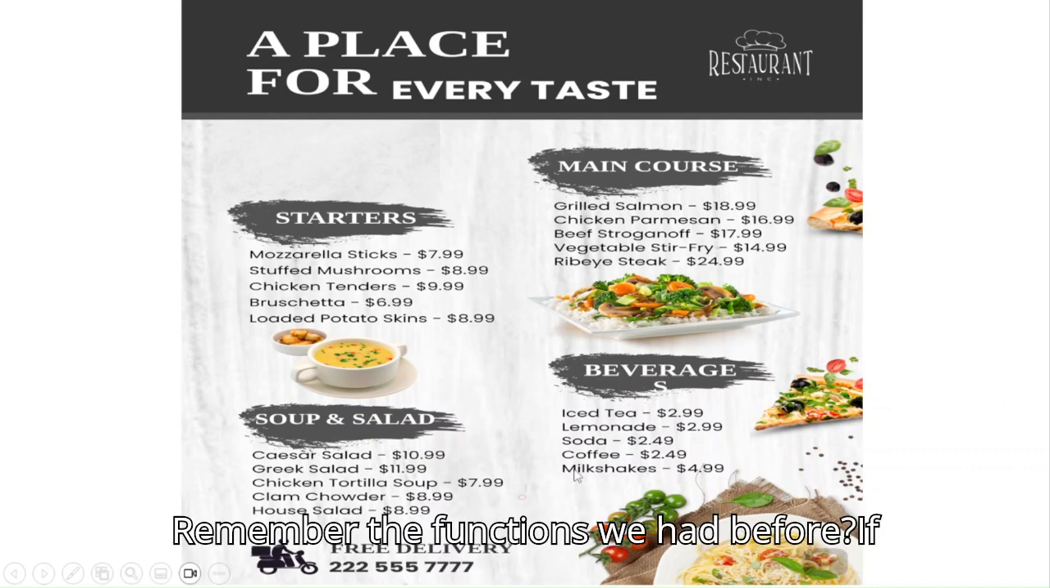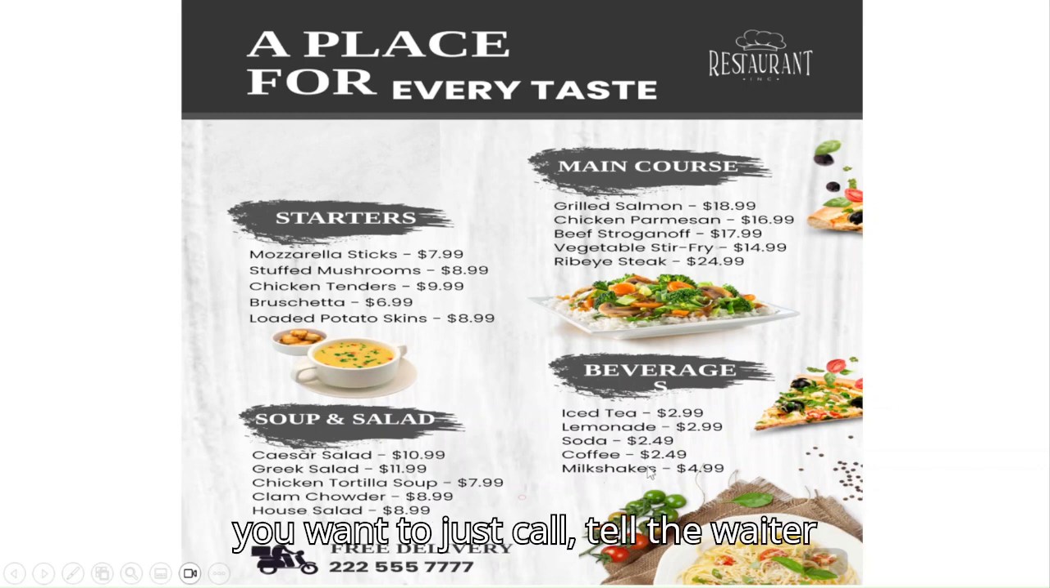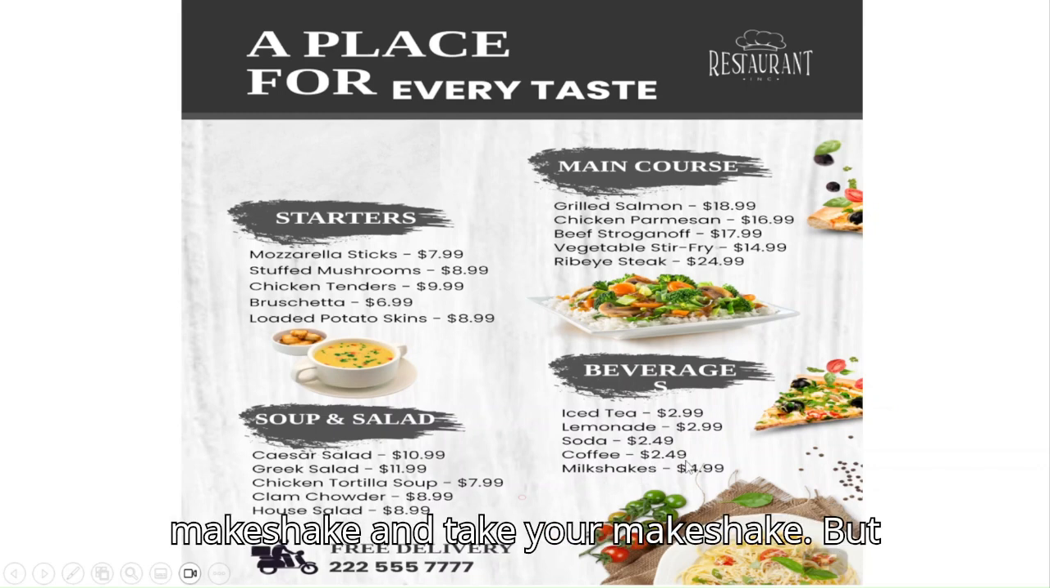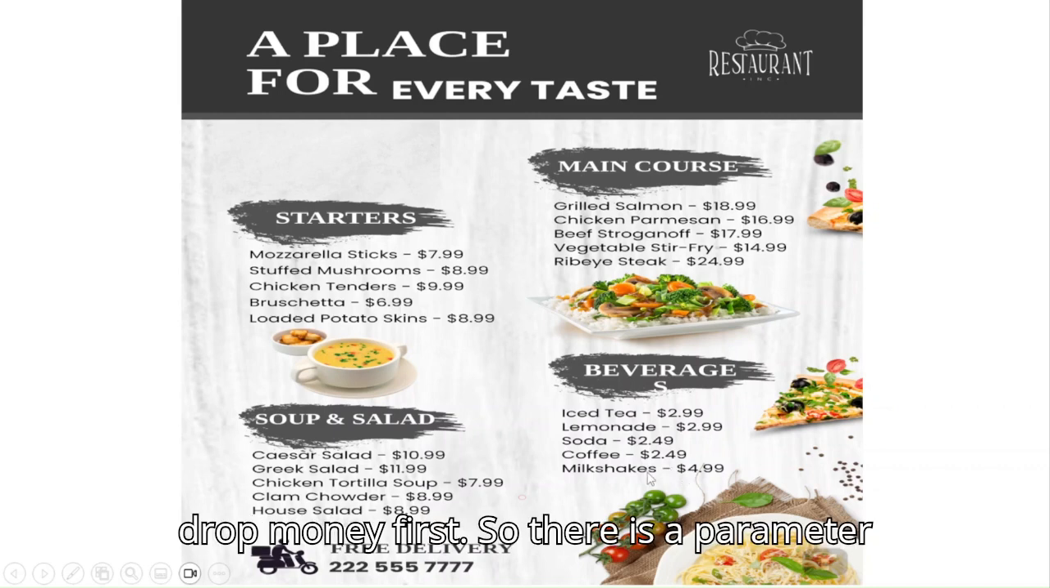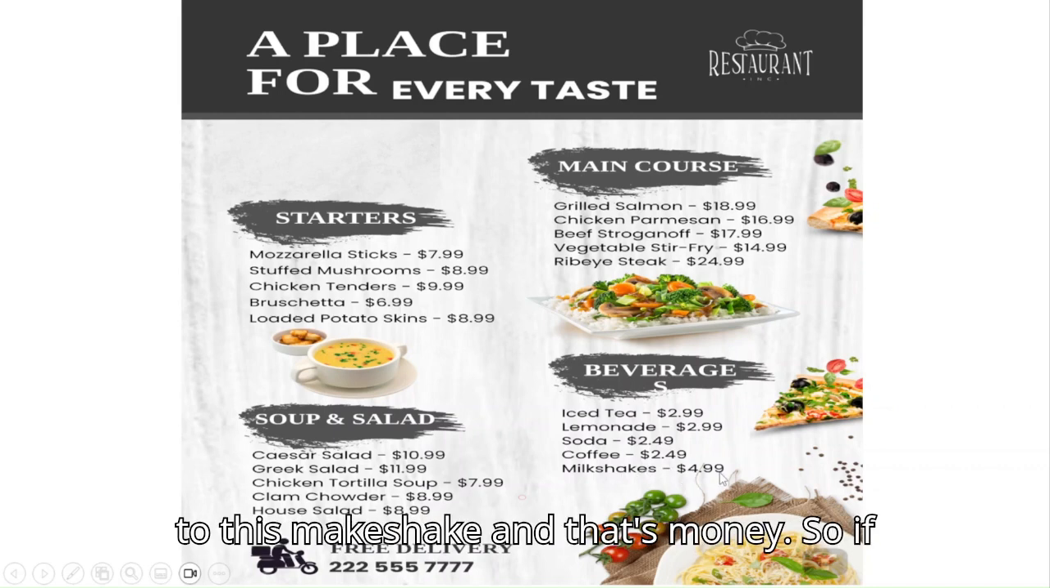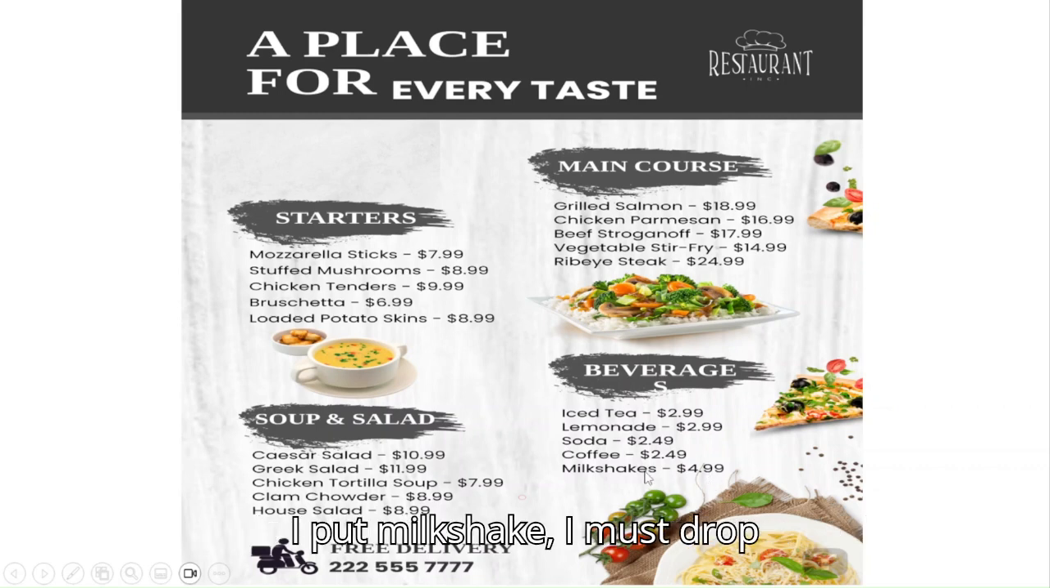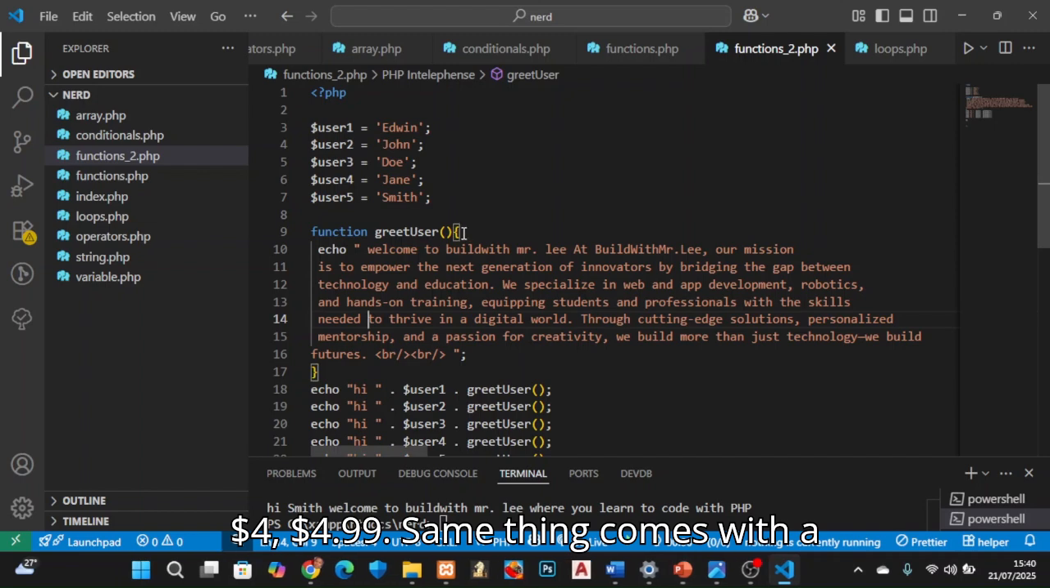Remember the functions we had before. Once you just tell the waiter milkshake, the waiter will go and bring milkshake and you take your milkshake. But this time the restaurant wants you to drop money first. So there's a parameter to this milkshake, and that's money. If I want milkshake, I must drop $4.99. Same thing comes with a function.